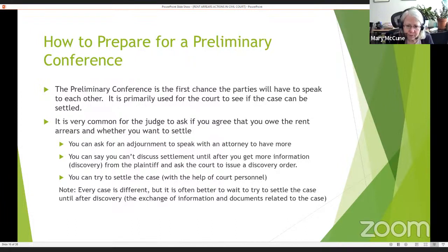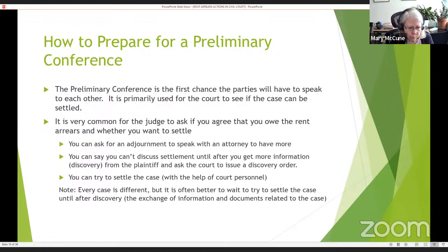And we are going to talk about discovery soon. But basically, the court can order the parties to exchange information on a timeline and set a specific date. So if you want information from the landlord, you can say, I need them to show why they think I owe this money. I don't think I owe it. And so the court can adjourn it and say, get them papers by whatever date and give you something in writing to that effect.